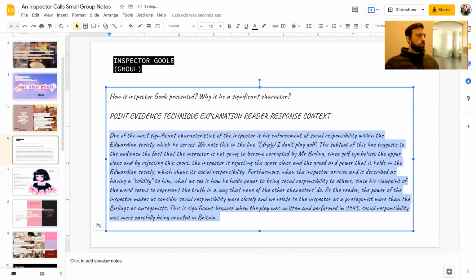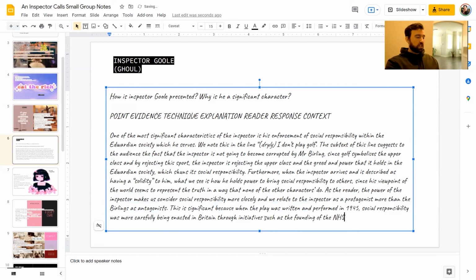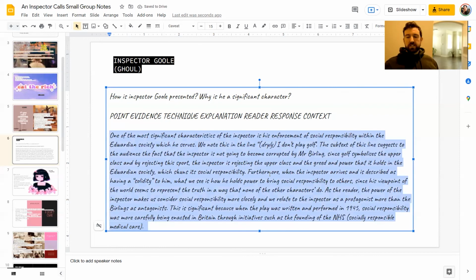Carefully being enacted in Britain through initiatives such as the founding of the NHS, socially responsible medical care. Okay, so there, obviously I've just done that in about 7 or 8 minutes, but there is a model paragraph for you.